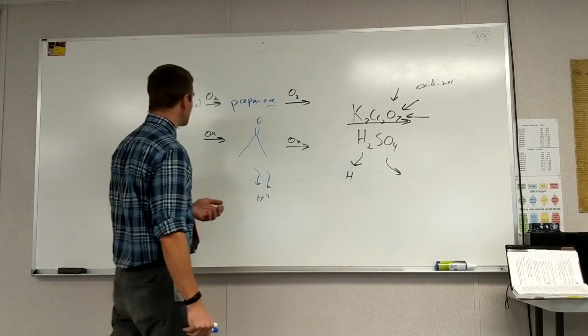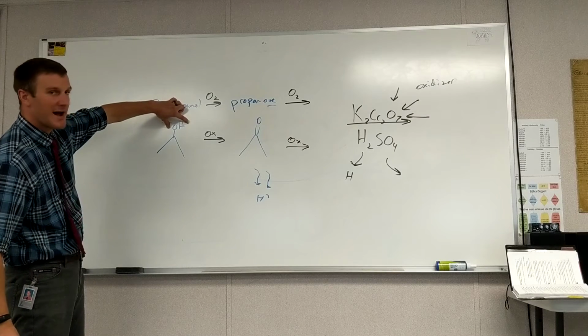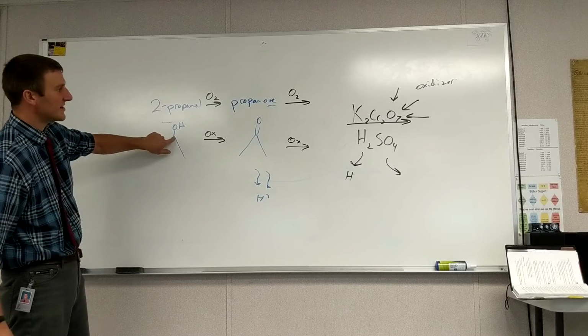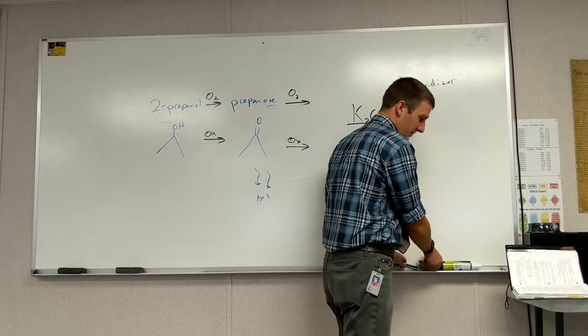And what do alcohols have? Alcohols have a very strongly bonded hydroxide group to the chain. And how do I get that hydroxide group out of there? With a proton, and then I can oxidize it further.